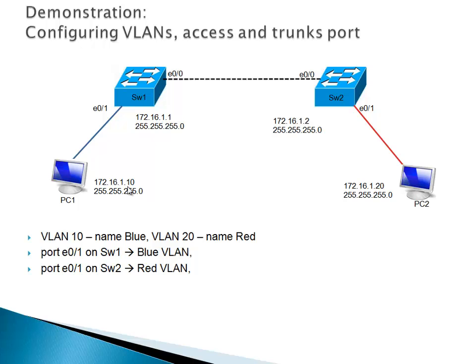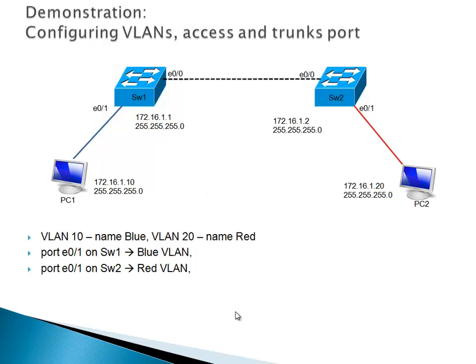So the IP address of PC1 is 172.16.1.10. The IP address of PC2 is 172.16.1.20. The switch is 172.16.1.1 and switch 2 is 172.16.1.2. There's no gateway here because it's only one local network. They will not be able to go to the remote networks.